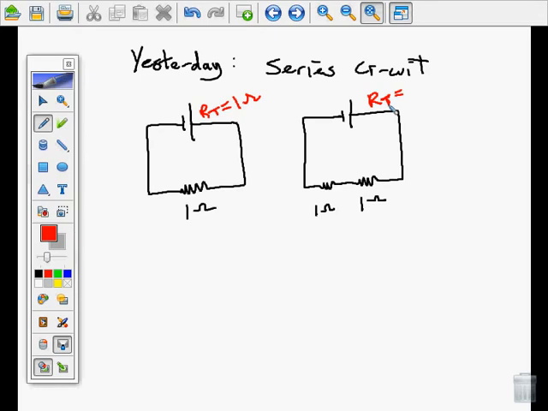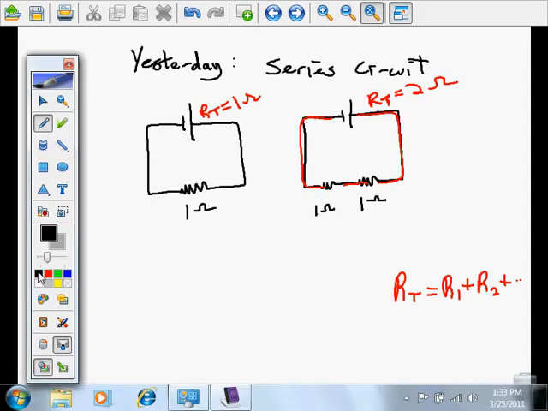Well, now the charge has to go through this opposition, and then even more opposition. What was the formula for the series circuit for the total? Yeah. So now the total resistance would be 2 ohms. Yes? And if I had 3 of them in series.